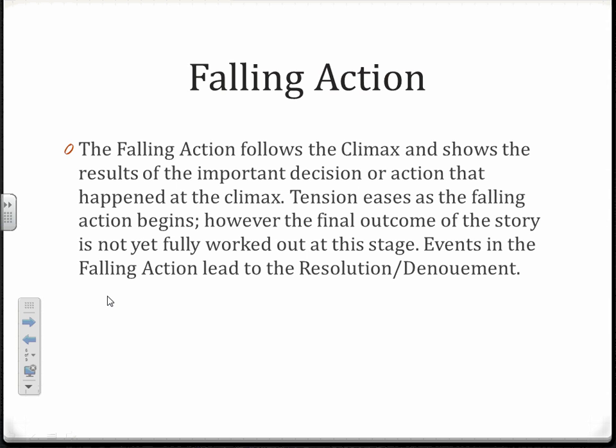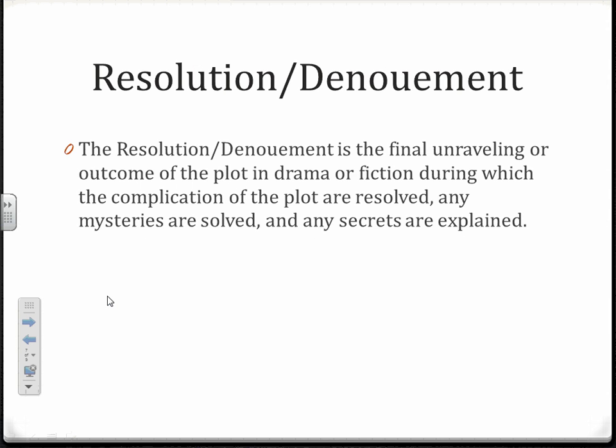Alright. So the very last step, of course, is the resolution or the denouement. And this is when everything comes together. Or, if you're reading a story in a postmodern, like post-1950s, sometimes things don't resolve, and it leaves you with a very unsatisfied feeling.